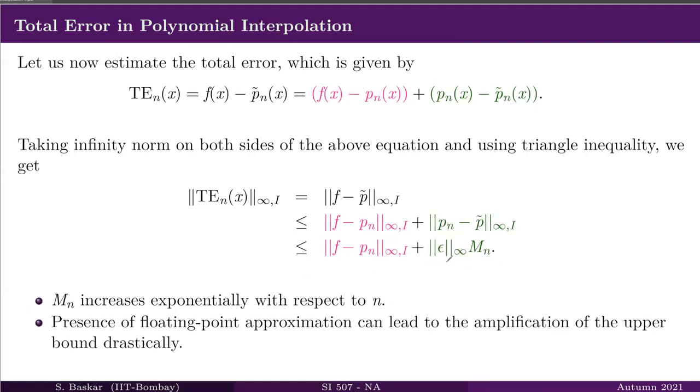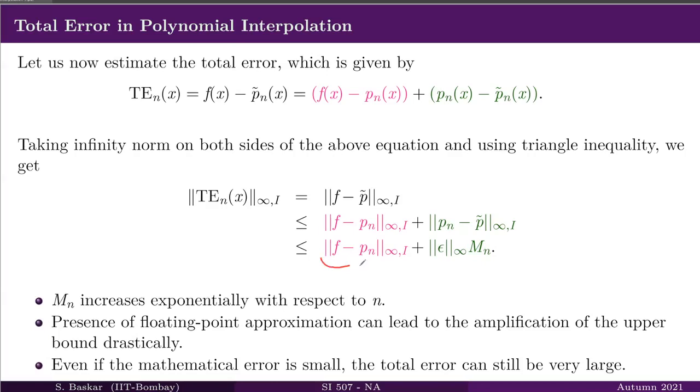Therefore, the presence of floating point approximation, that is, as long as this term is not equal to 0, regardless of how small it is, you can see that since this term increases exponentially, for a large enough n, this term may be very large. Therefore, even if your mathematical error is very small, you may land up with a significant total error for large enough n. This is because of the presence of the floating point approximation. So one has to be very careful in working with the polynomial interpolations, especially with equally spaced nodes.